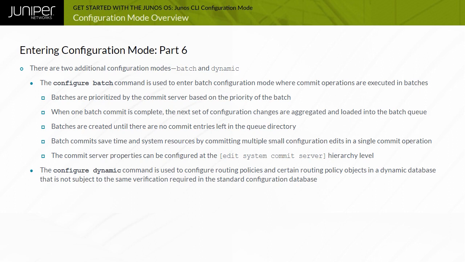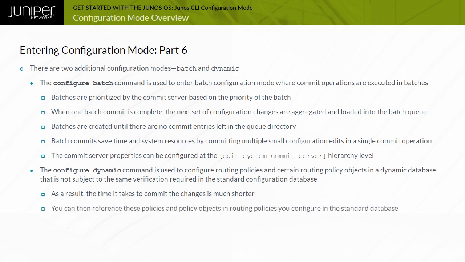The configure dynamic command is used to configure routing policies and certain routing policy objects in a dynamic database that is not subject to the same verification required in the standard configuration database. As a result, the time it takes to commit changes to the dynamic database is much shorter than that for the standard configuration database. You can then reference these policies and policy objects in routing policies you configure in the standard database.